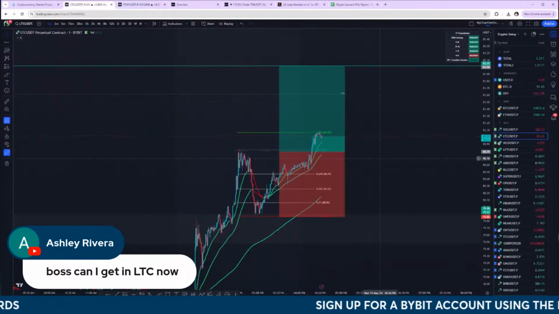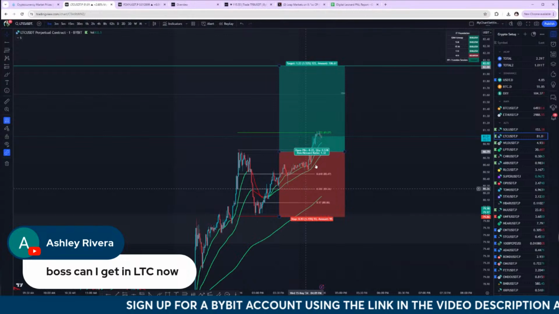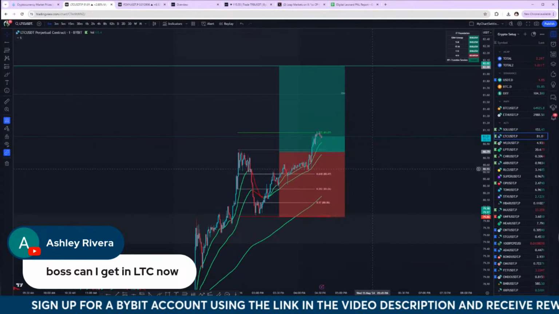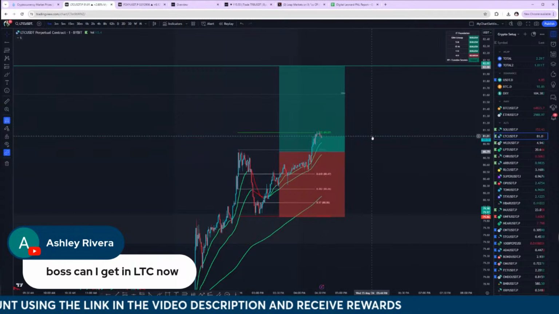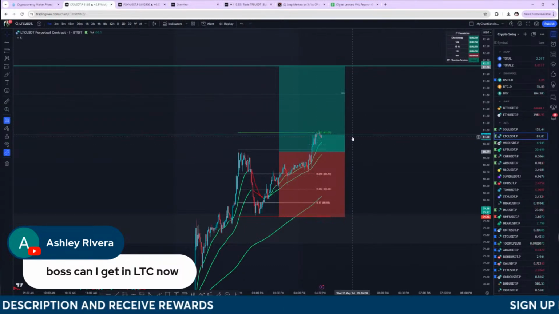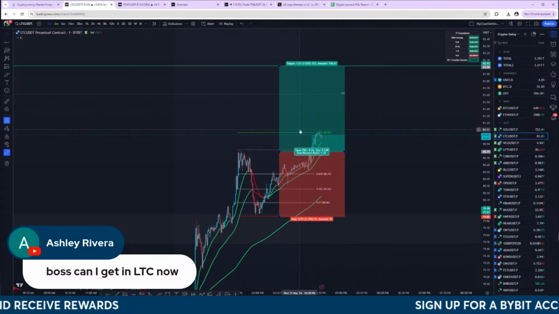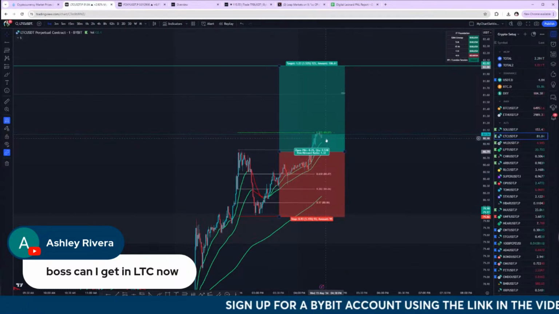Litecoin, if you did not enter Litecoin as at when I posted it, just wait for it. When it pushes back down to the entering level, you can enter. Because I'm already securing profit. I should be out of this Litecoin, even though I'm getting a bit greedy. This is where my TP is, and here's that TP, so I should be out already.